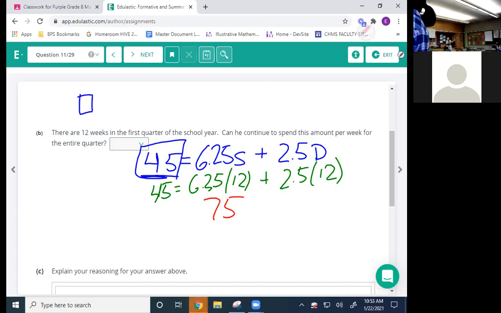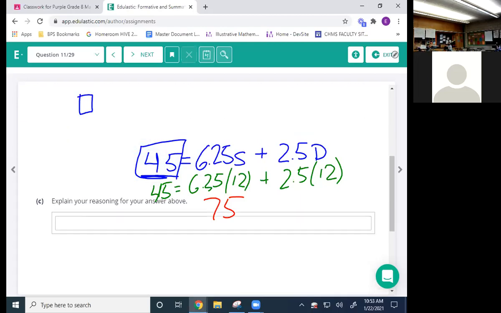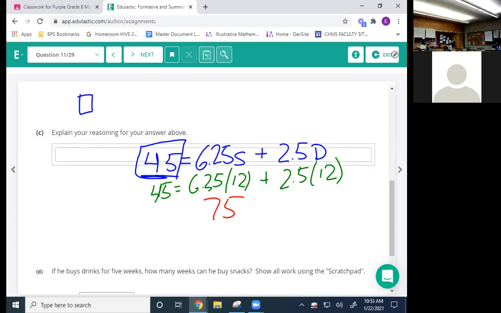So can he do this? No way, Jose. He doesn't have enough money. For the reason why, I plugged 12 in for each of my variables, and he didn't have enough money. He spent too much money. That's all I'm looking for here. I plugged it in, and it wasn't a true solution. It wasn't a true equation. 45 does not equal however much that adds up to. Did you see what I'm doing there? Good. So for the explains, you're just saying, I plugged it in and solved. Okay?